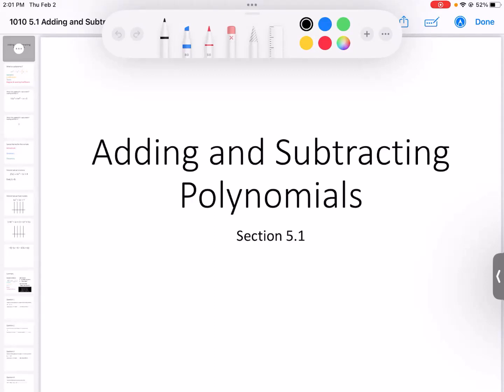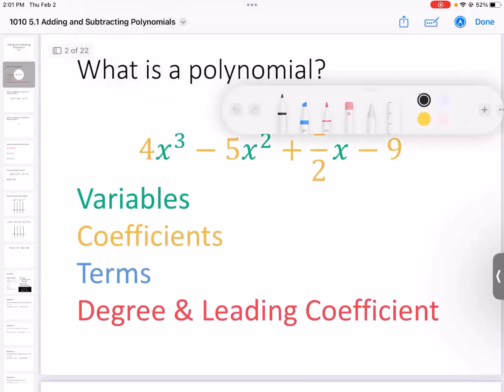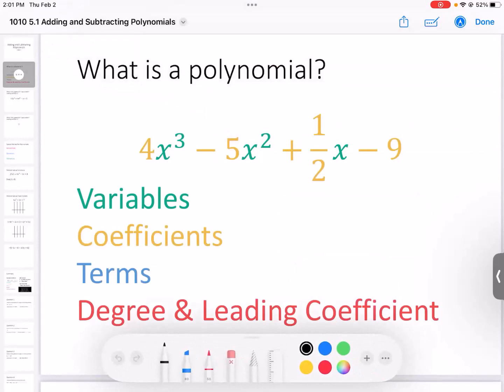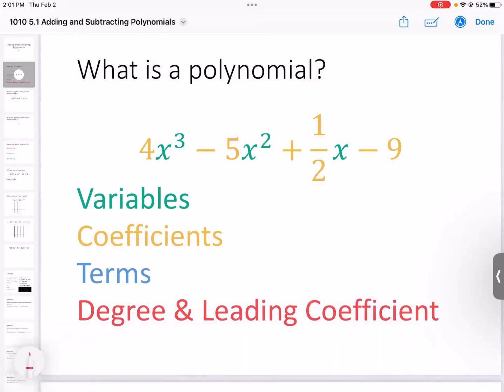Okay, so our first section in Unit 2 is section 5.1, which is about adding and subtracting polynomials. Before we add and subtract them, let's just talk really quick about what a polynomial is. A polynomial is a mathematical expression. Notice that it's not an equation because it's not equal to something else. It's kind of like part of a math sentence, but not a full math sentence.